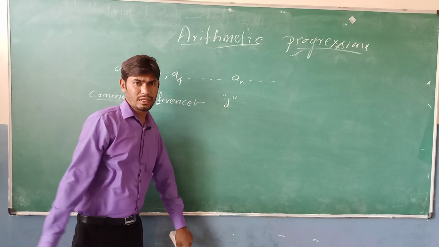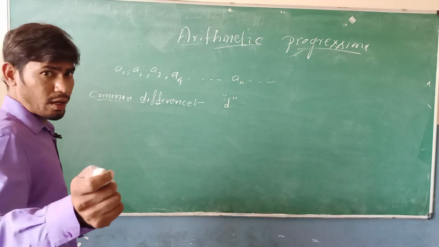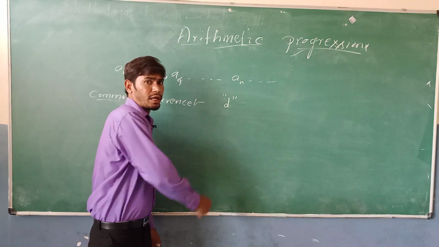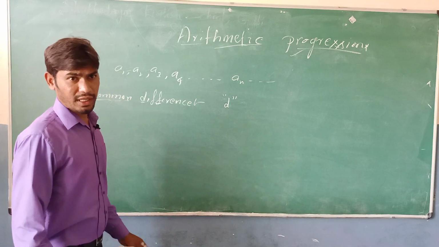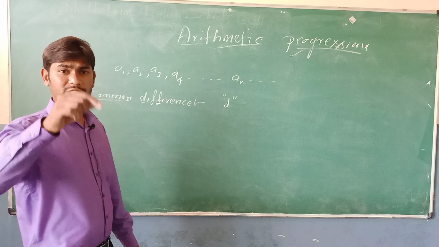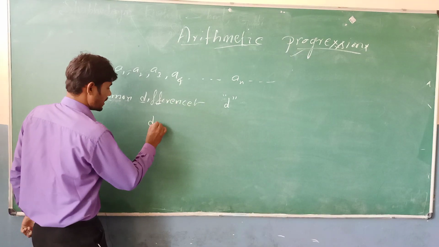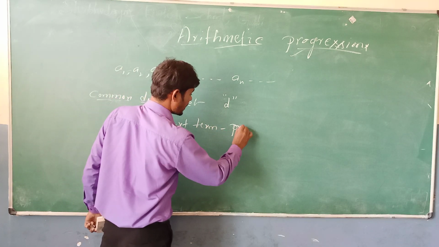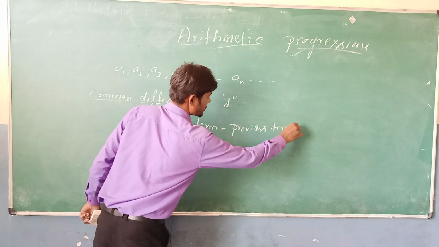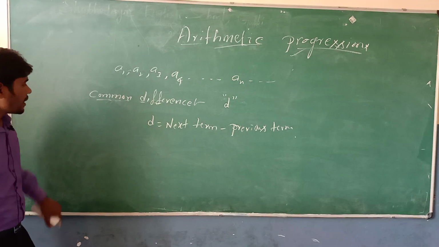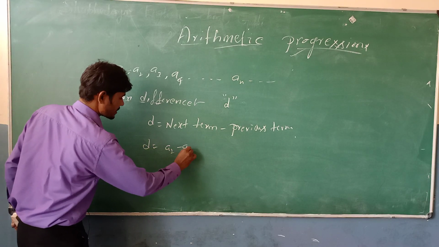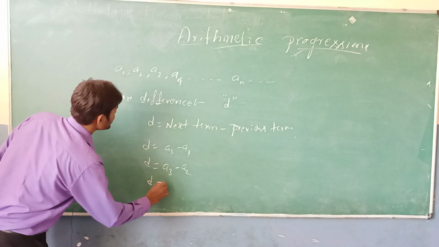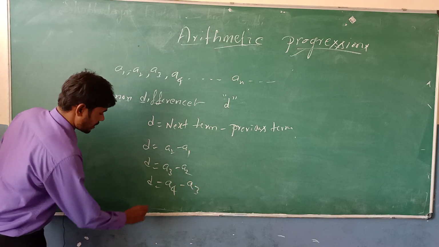How can you obtain the common difference? The common difference is a fixed number, obtained by subtracting the previous number from the next number. That is, d is equal to next term minus previous term. Here d is equal to a2 minus a1 is a common difference, and also d is equal to a3 minus a2, d is equal to a4 minus a3, and so on.